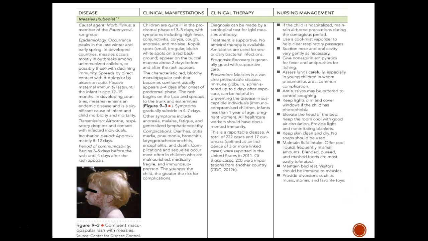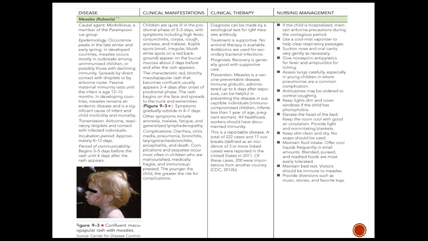There are some different phases for measles. The first one is the prodromal phase, and that lasts about 3 to 5 days. During this phase, you will find that the patient has a high fever. They might have conjunctivitis. They may have a cough, anorexia, malaise. They may have Koplik spots, which are these bluish white spots that appear on a red background, and you'll find them on the buccal mucosa.